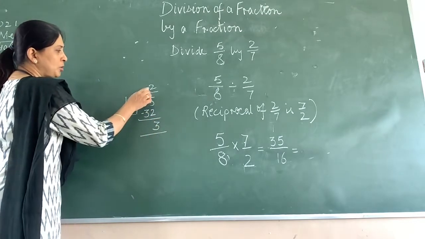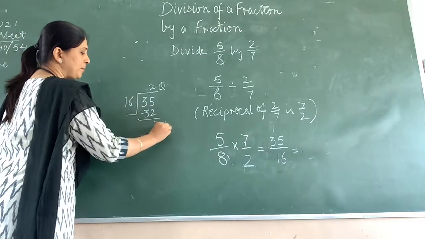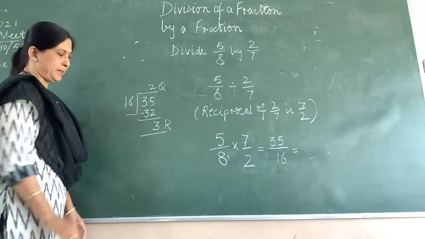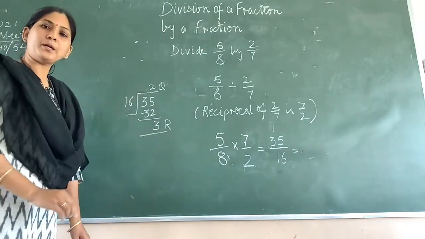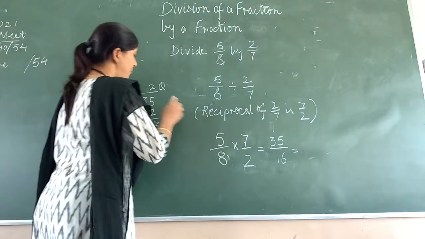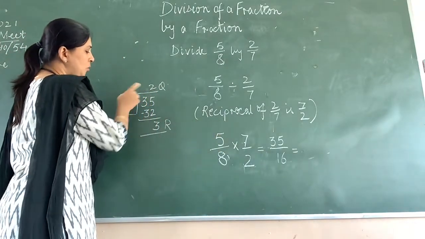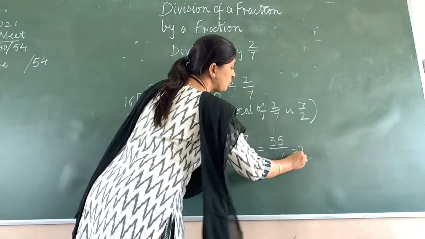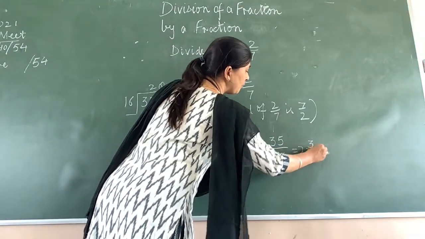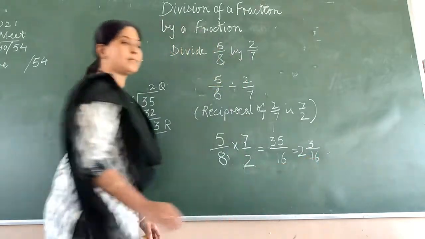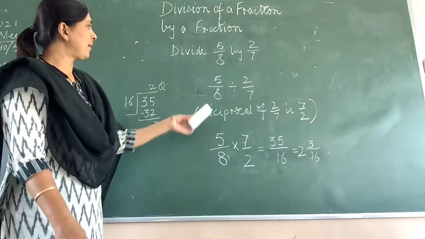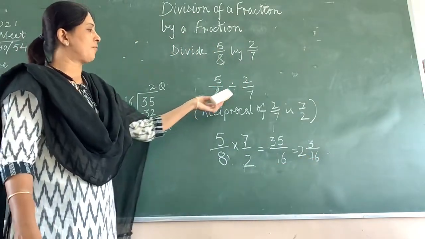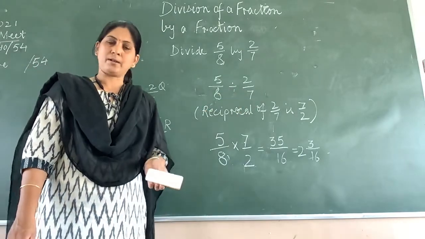So quotient becomes the whole number, remainder becomes the numerator, and divisor becomes the denominator. So what will be our answer? 2 whole 3 over 16. This is our answer that we get when we divide a fraction by a fraction.